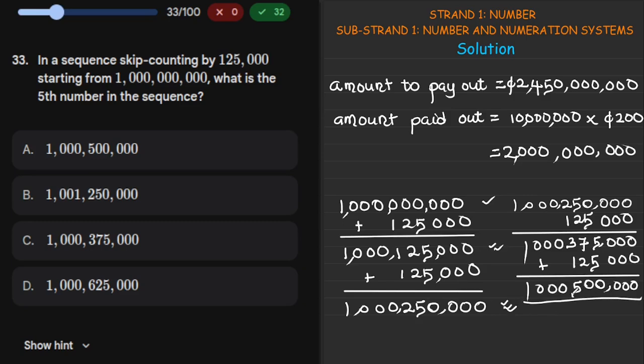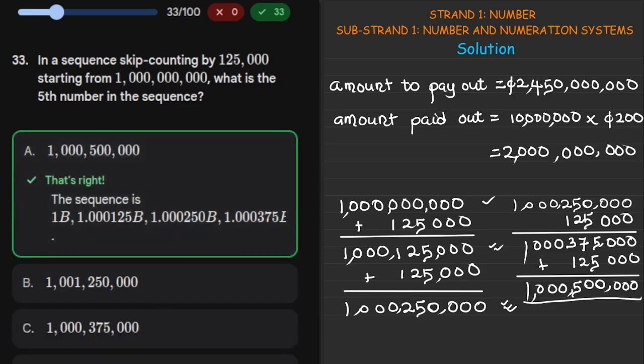So it is a 1,500,000. That is the result of our skip count. So the fifth number among these options, that is E. You see, so the trick is simple. Since skip counting is repeated addition, you keep adding the number you are skip counting by, and you'll be good to go.